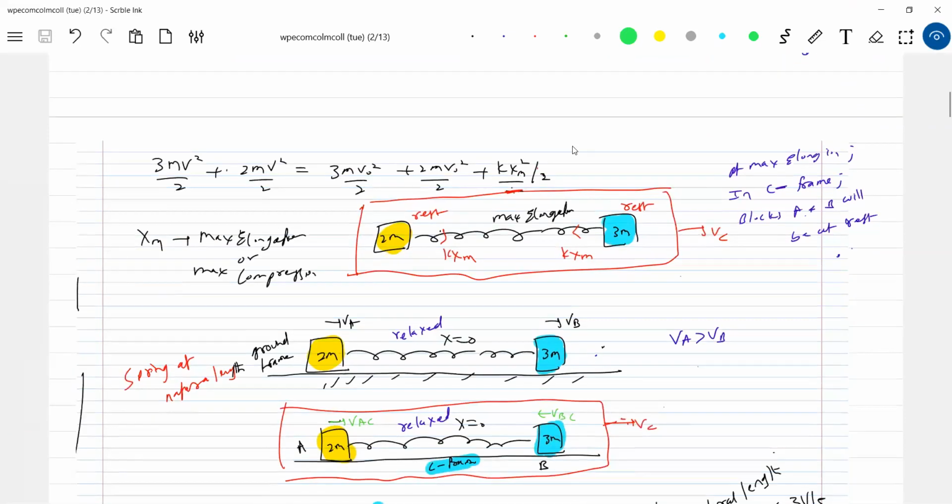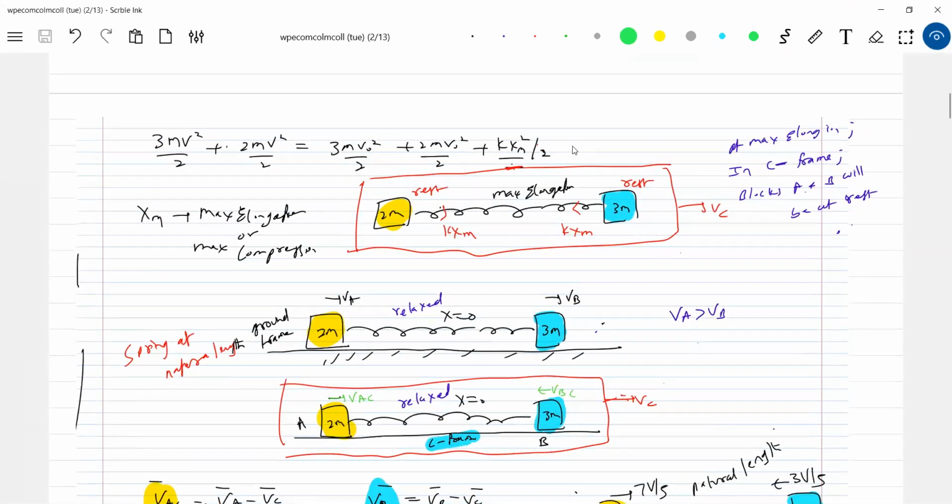I think I should not talk much here. There's a trick of all this problem, so you need not do so many things in the exam. Just to get maximum elongation, both the blocks must have common speed in the lab frame. For the blocks to have maximum speed in C frame, the spring is relaxed.